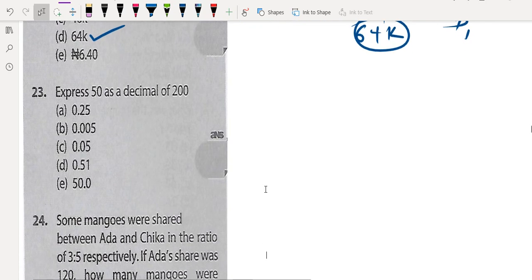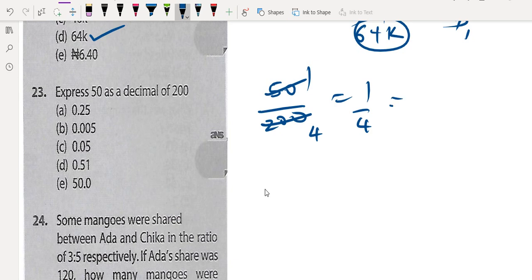Number 23. Read, please. 10 seconds. What's the answer? 0.25. Express 50 as a decimal of 200. That's 50 over 200. 50 here, 150 and 4. 1 over 4 is a quarter. That's 0.25. Yes, sir.